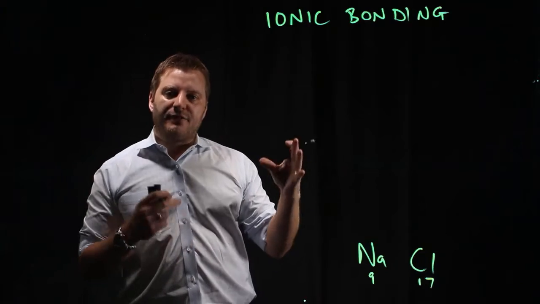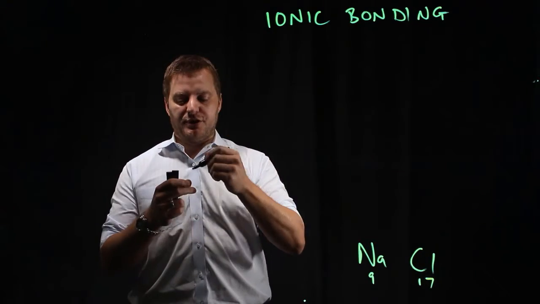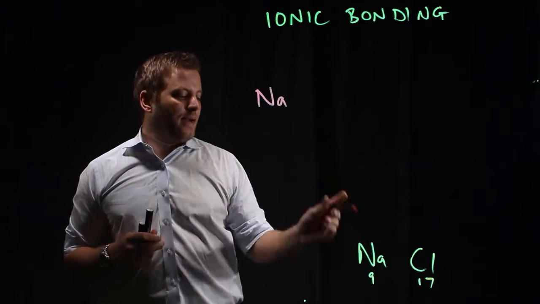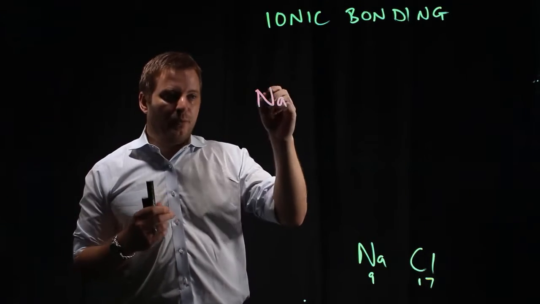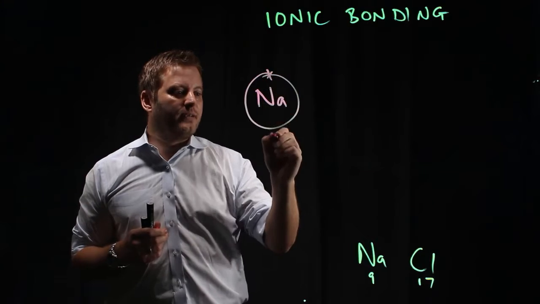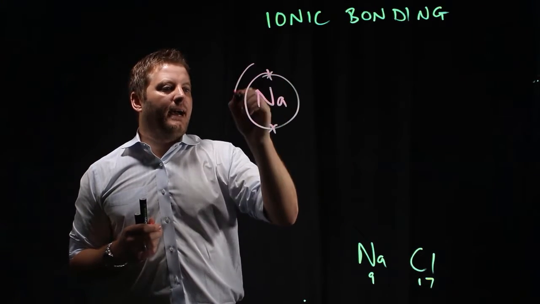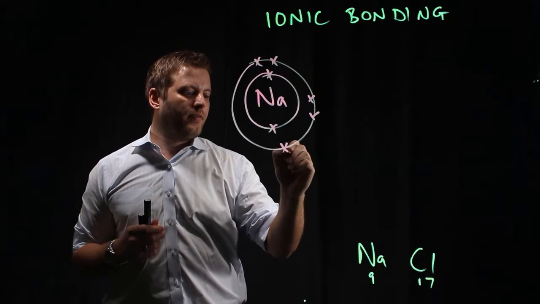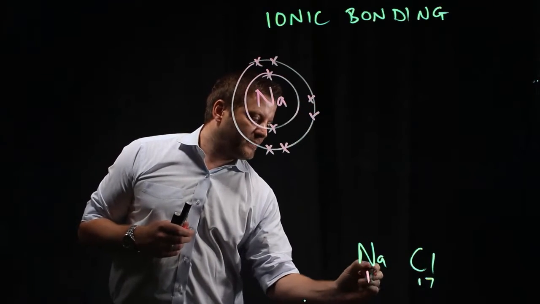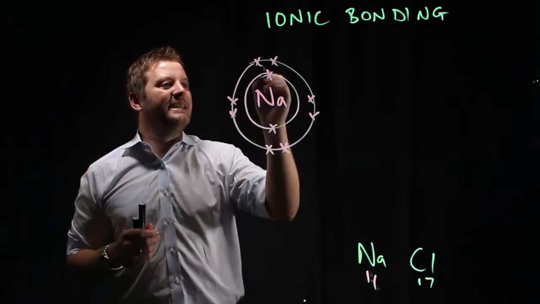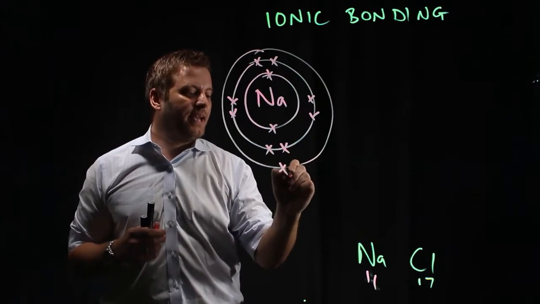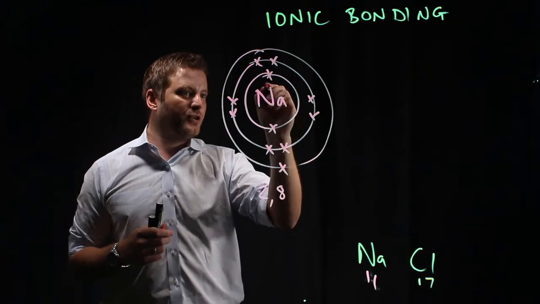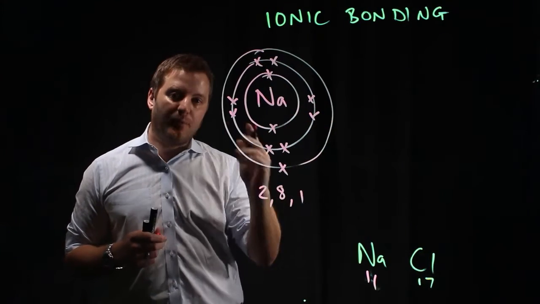Now what that means, if you remember from electron configuration, and we'll draw this up here, is that sodium has 11 electrons. And if we remember how they're arranged, we can tell that it's got 2 in the first shell, and then 8 in the second shell, and it's got 1 in the outer shell. So sodium, being number 11, has an electron configuration of 2, then 8, then 1.